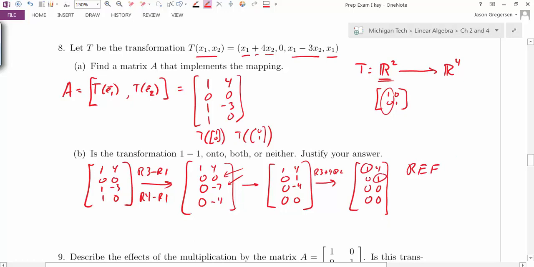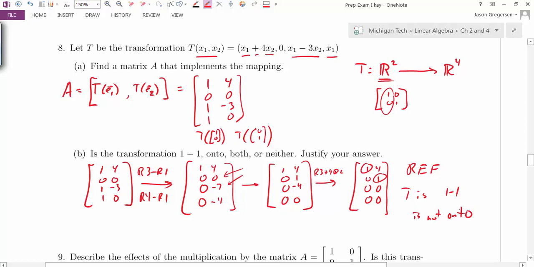So it looks like I have a pivot position for every column. This tells me that the columns are linearly independent, and if they're linearly independent, any solutions I find would have to be unique. I wouldn't have any free variables. So in this case, that means the transformation is one-to-one. However, there is not a pivot position for every row. That tells me that this transformation is not onto.